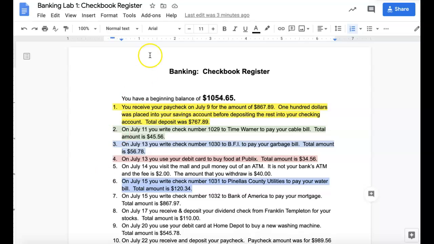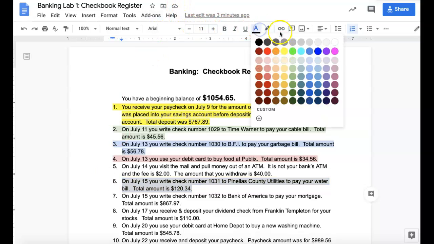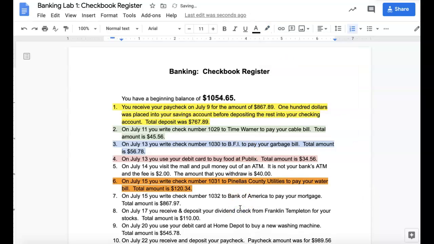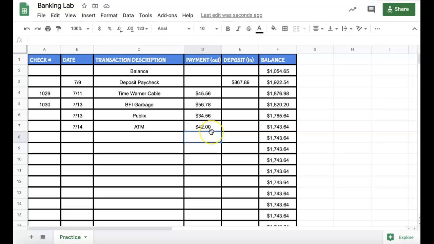Then on the next day, I wrote check number 1031 to my utility company for my water bill for $120.34. And you can just put water bill if you want. And that was on July 15th. And it was check number 1031. And you can see I'm down now to $16.23. I got that big paycheck, but now I'm taking money out every time for little things that I need.